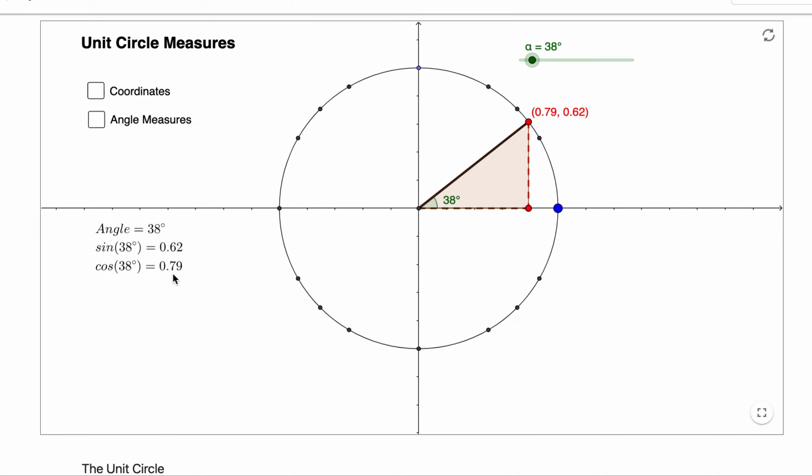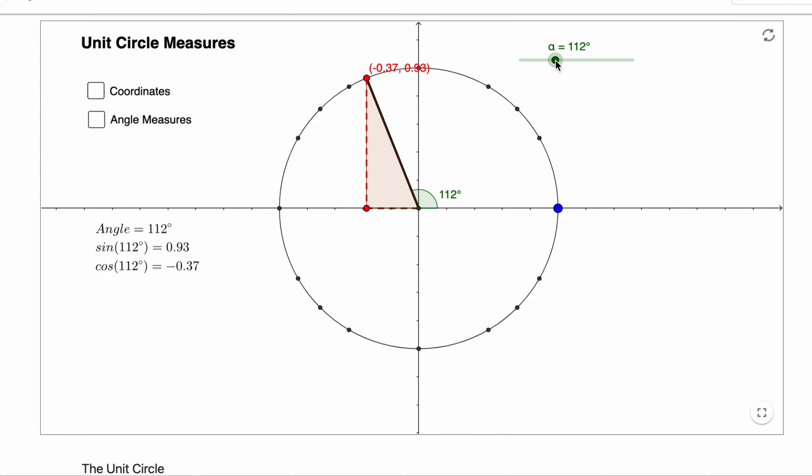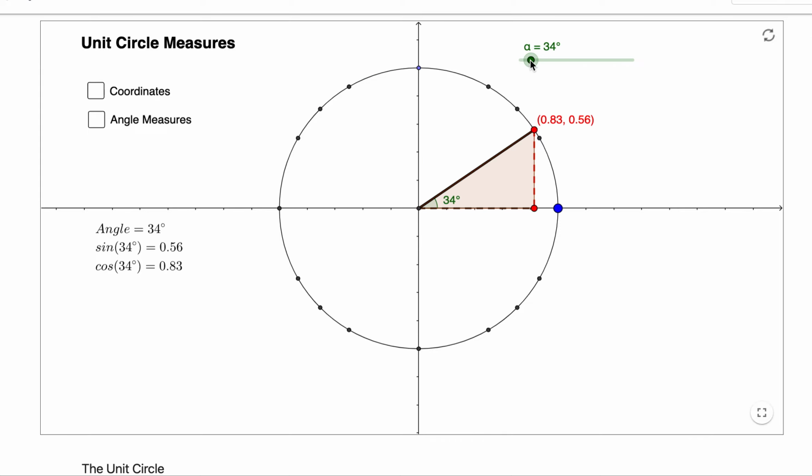You could type that into your calculator, and it won't be exactly 0.79, but to 2 decimal places, that's what it will equal. And then the y-coordinate of this point on the unit circle is 0.62. And remember, the y-coordinate represents sine theta. So that's telling us that sine of 38 degrees would equal 0.62 if we round it to 2 decimal places. And as we use this interactive to move around the unit circle, you can do that for any angle.